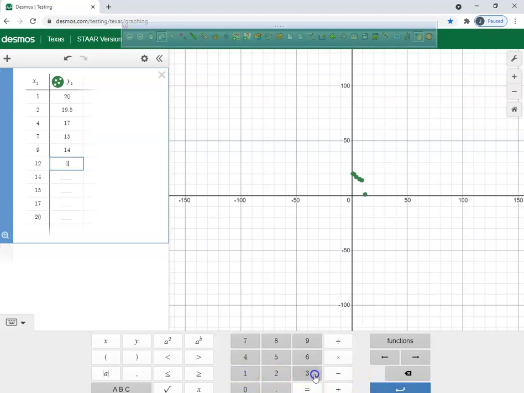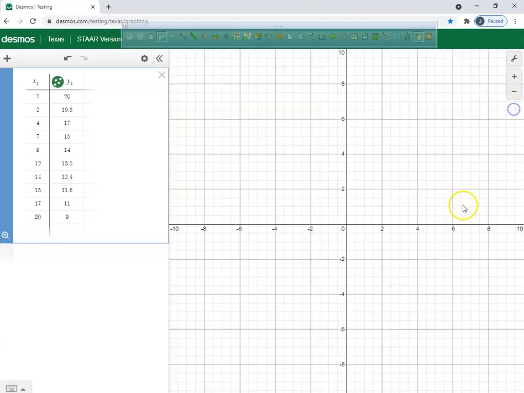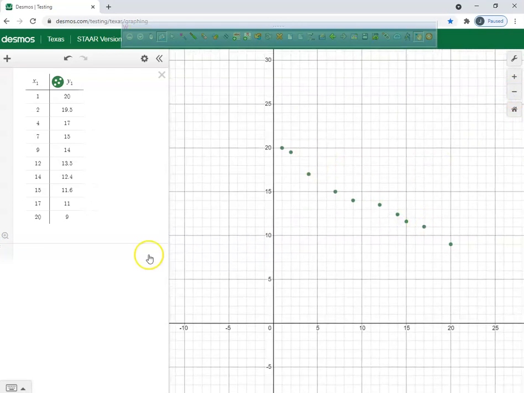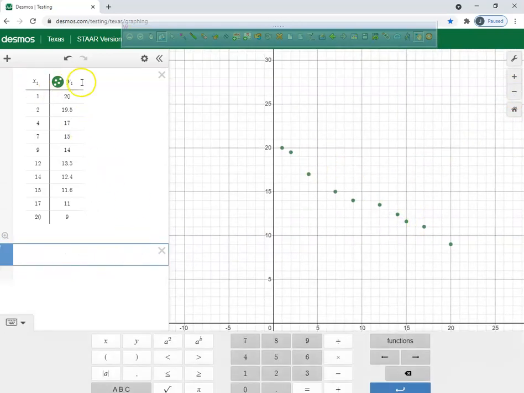Wait, is it 13 then 13.5? 13.5, 12.6, 4, okay, 11.6, okay, and then 9. Okay, so there we go. So I'm going to zoom in a little bit, obviously. So there we go. I'm going to zoom out so we can see there, right there. Okay, now that I have that, it says X1 and Y1.